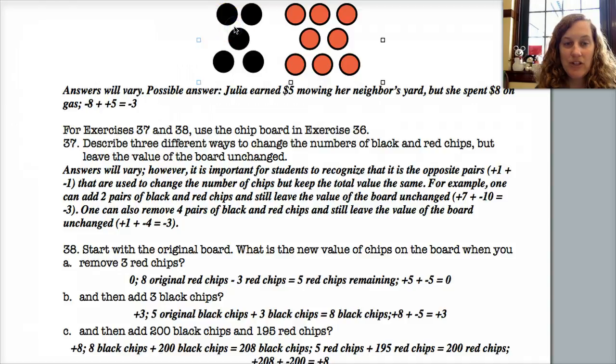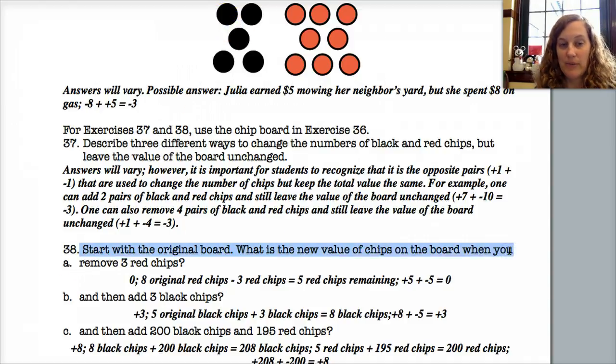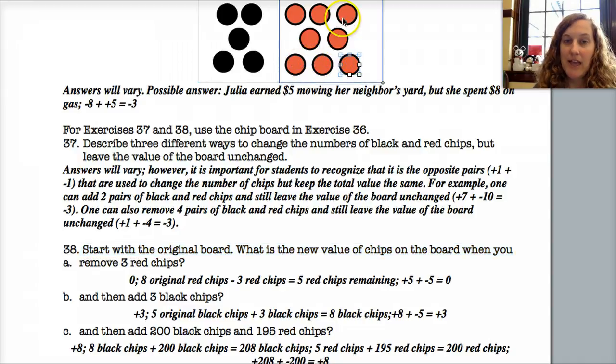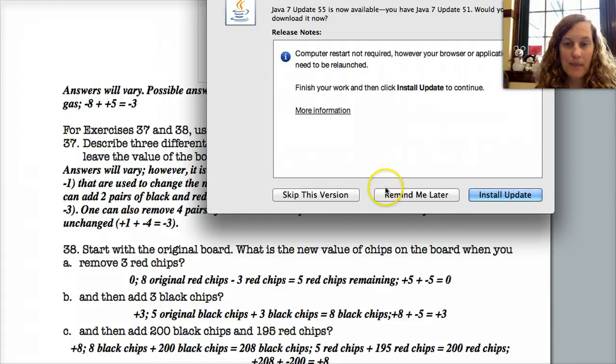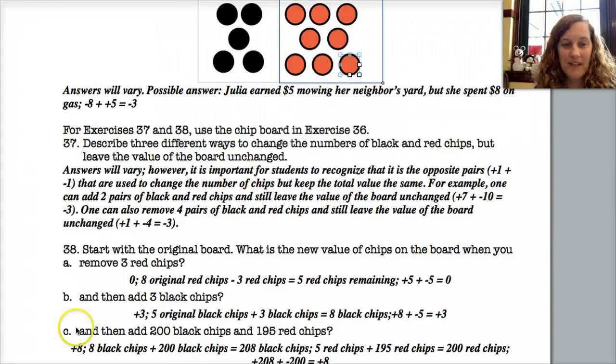Okay, again, we're using this chipboard. We're starting with the original board. What's the new value of the chips on the board if I remove 3 red chips? If I remove 3 reds, so these are completely gone, 1, 2, 3, then that leaves me with 5 red and 5 black. So that actually cancels everything out, so my value is 0. Pause.